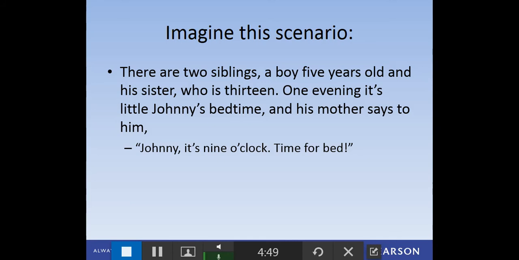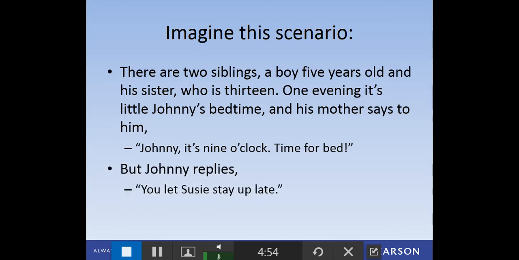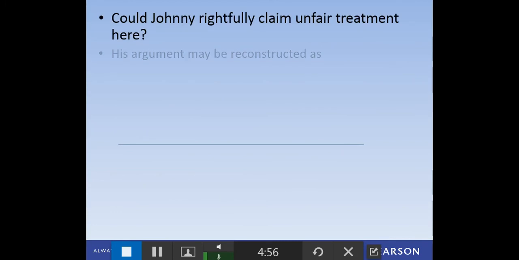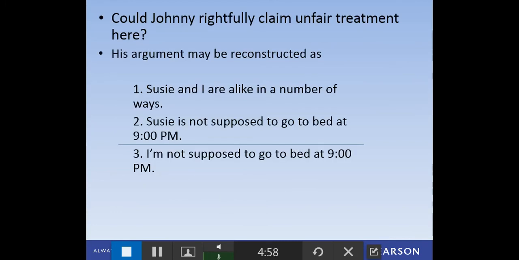There are 2 siblings, a boy 5 years old, and his sister who's 13. One evening, at Johnny's bedtime, she says, "Johnny, it's 9 o'clock, time for bed." Johnny says that Susie stays up late. So here's what he is trying to say.